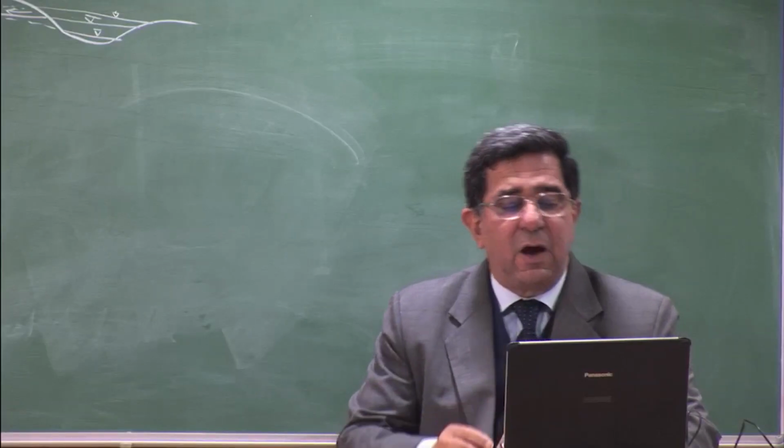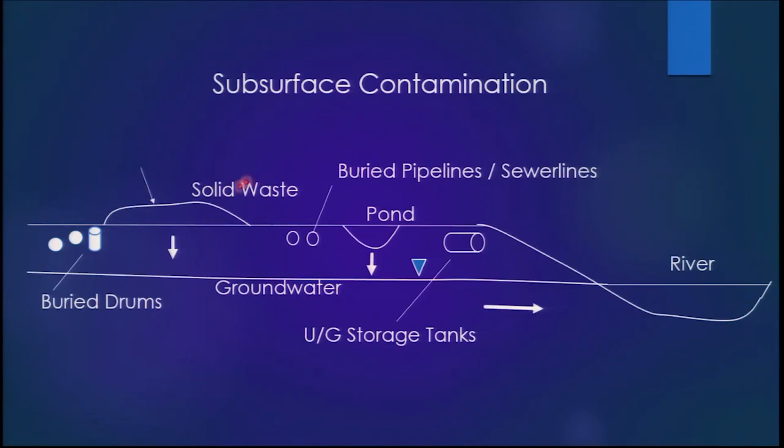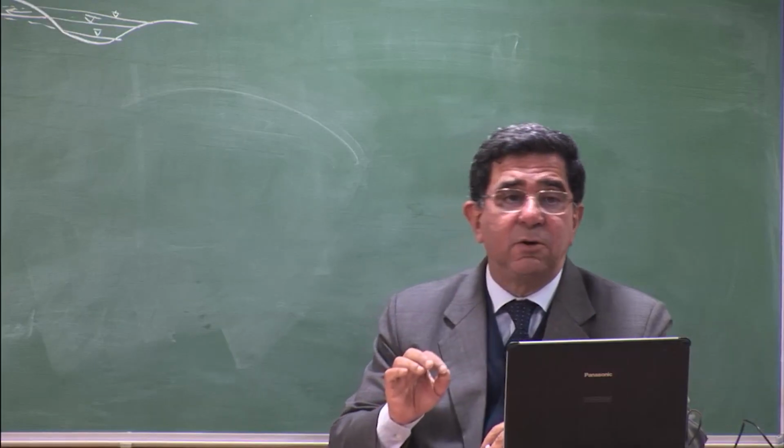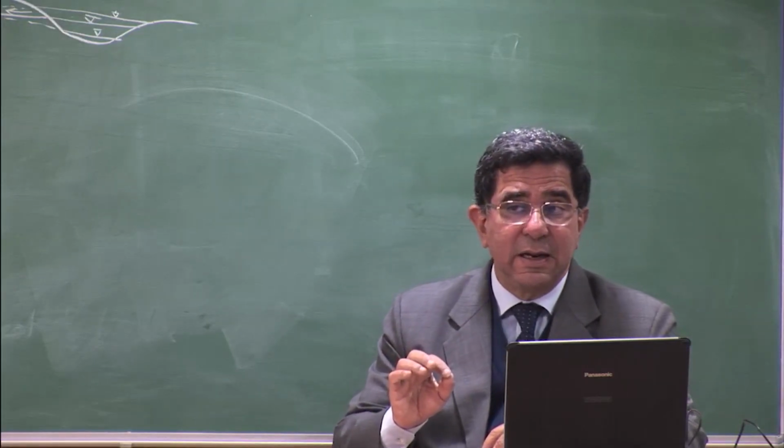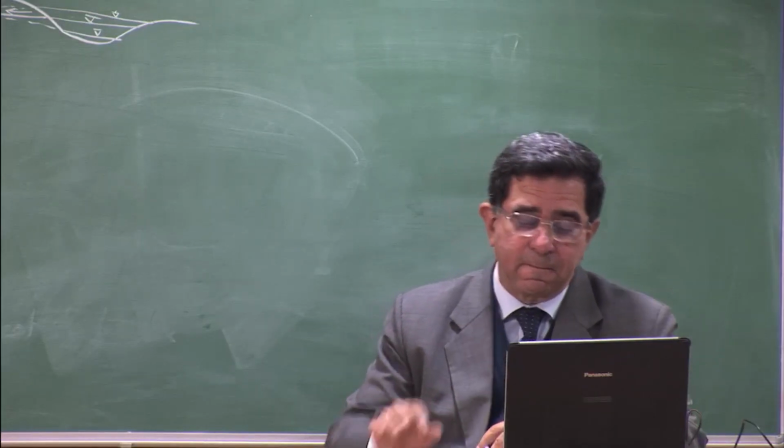So what we have said now is that subsurface contamination or ground contamination is not only on account of the solid waste or the liquid waste in a pond, but if you have buried some drums, if there are some pipelines, if there are some underground storage tanks, or any facilities which are underground, they can cause groundwater contamination because most of them leak. And the problem is we are not able to detect the leakage or monitor it.